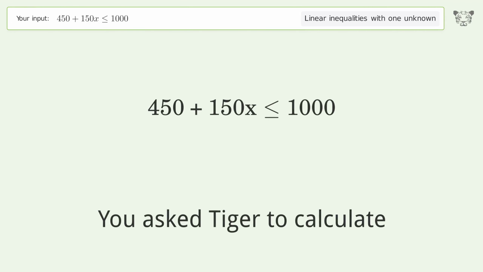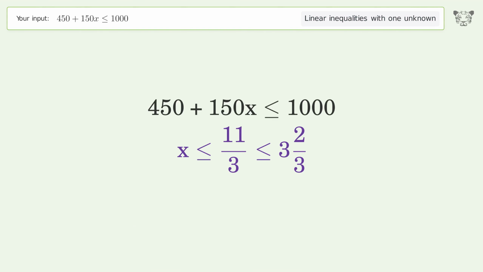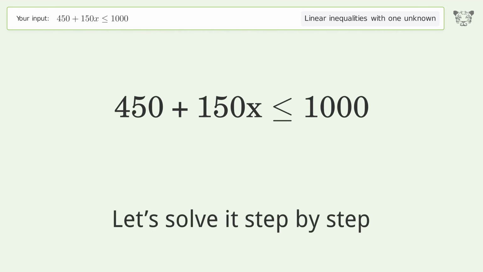You ask Tiger to calculate. This deals with linear inequalities with one unknown. The final result is x equal or smaller than 11/3 equal or smaller than 32/3. Let's solve it step by step.